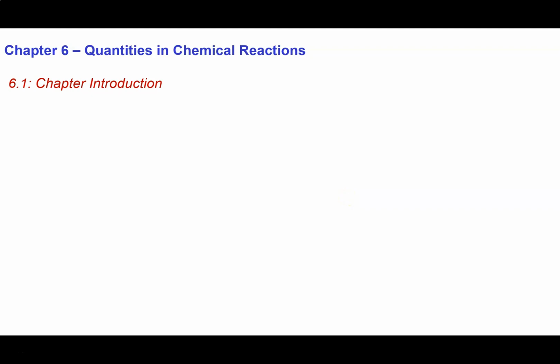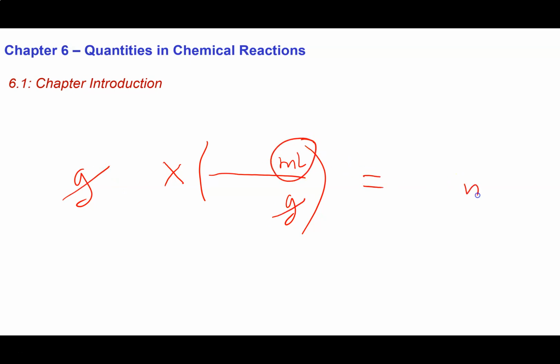So in Chapter 6, we start using the quantitative information that's contained within chemical formulas and chemical equations to do some math. And most of this math is going to be concerned with using conversion factors. And conversion factors, as you know, are just fractions. And they're fractions with different units on the top and the bottom. And the units are set up so that they cancel the units that we want to get rid of, and they leave us with the units that we would like in our answer. So if I was to multiply that conversion factor there by grams, I would be left with milliliters.